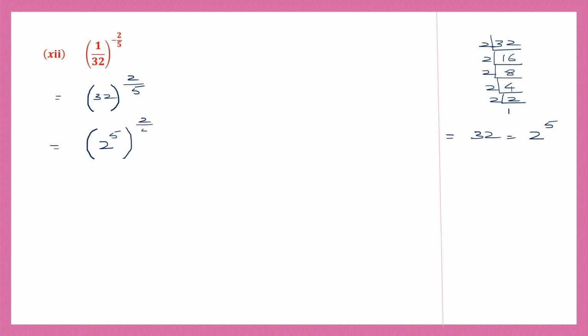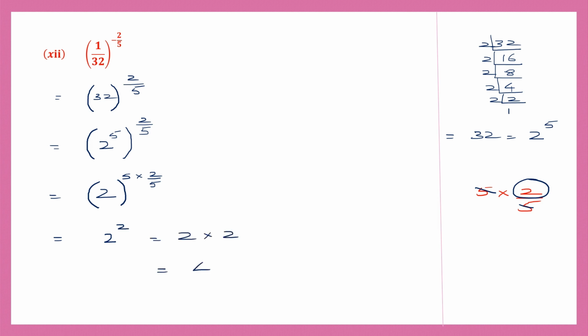Now we can apply the power law which says that when one power is raised to another power, we can multiply the powers. So this becomes 2 to the power of 5 into 2 by 5. So here we are multiplying the powers, 5 into 2 by 5. Let's work that out separately here. So 5 into 2 by 5, you can cancel the 5s. The 5s are cancelled, so what is left is only 2. So this now becomes 2 to the power of 2, which is 2 into 2. 2 2s are 4. So our final answer here is 4.